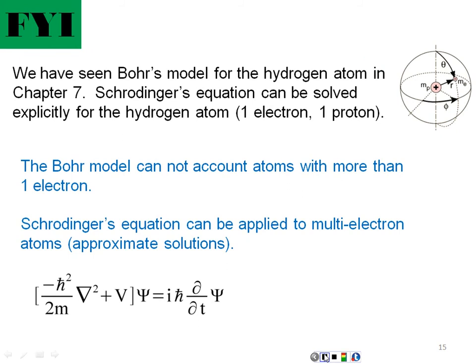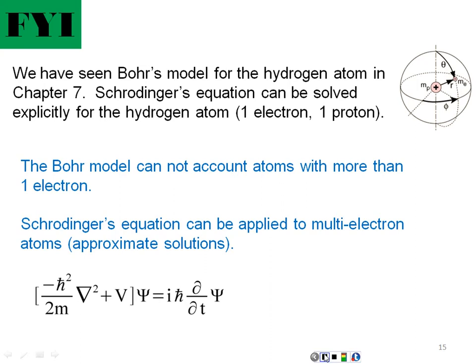Well, we saw in Chapter 7 Bohr's model for the hydrogen atom. It described the hydrogen atom very well. We also talked a little bit about Schrödinger's equation and how it can be solved and yields quantum numbers. Schrödinger's equation can be solved exactly for the hydrogen atom, which has 1 electron and 1 proton.